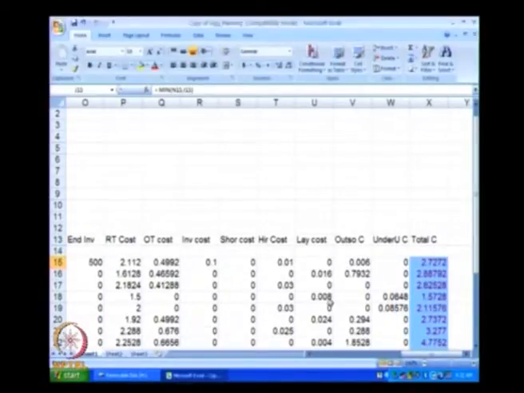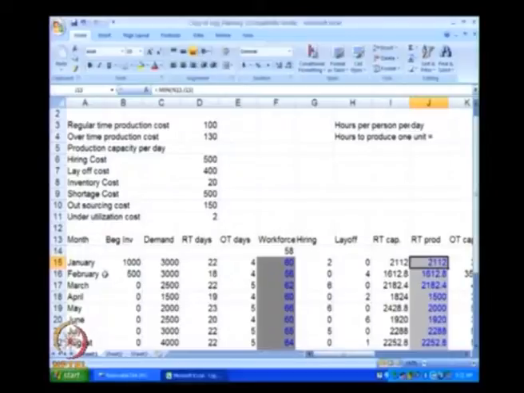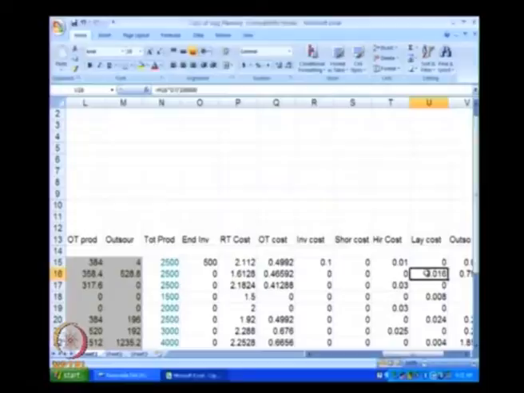Now, if we go back to few other months where I can show some of these costs. Now, if we go to month 2, February we begin with 500, ending inventory of January becomes beginning inventory of February with 500. Now, we define workforce to be 56 for the month of February. So, there is a layoff, there is no hiring. So, February has a layoff cost that you can see here, there is a layoff cost.